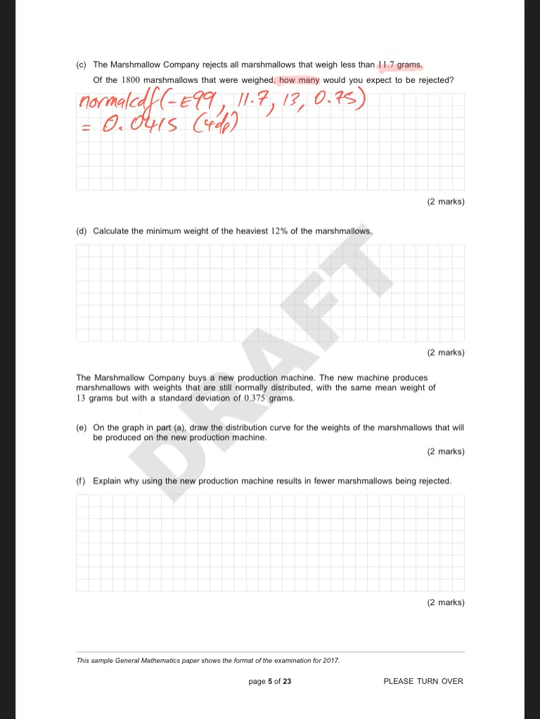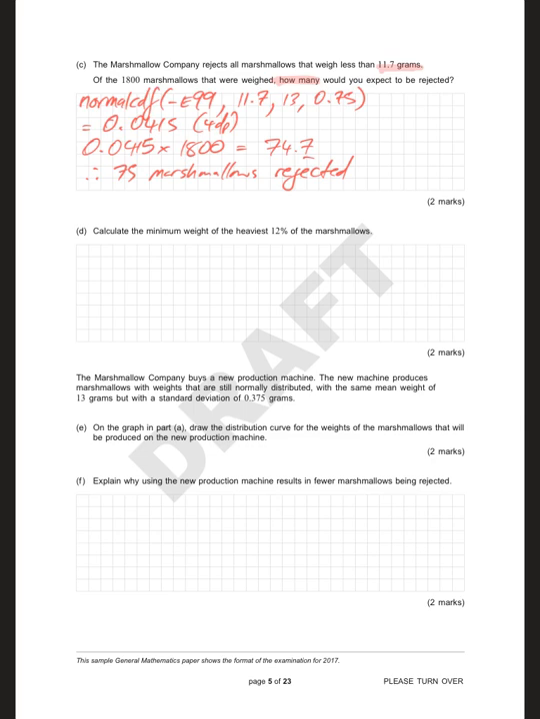That's already a decimal, so that'll be 4.15% rejected, but remember I want a number, so 0.0415 times 1800 marshmallows that were tested, 74.7. So, yeah, go to the next whole number, therefore 75 marshmallows rejected.